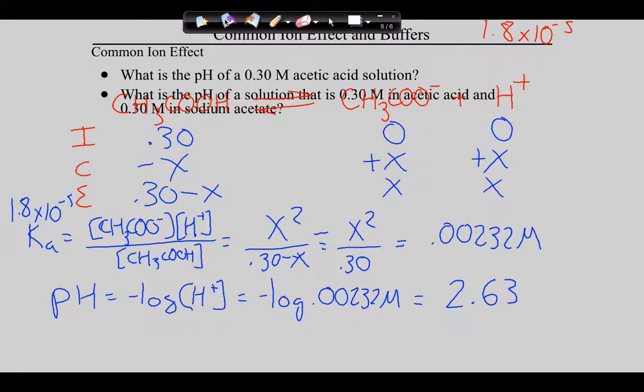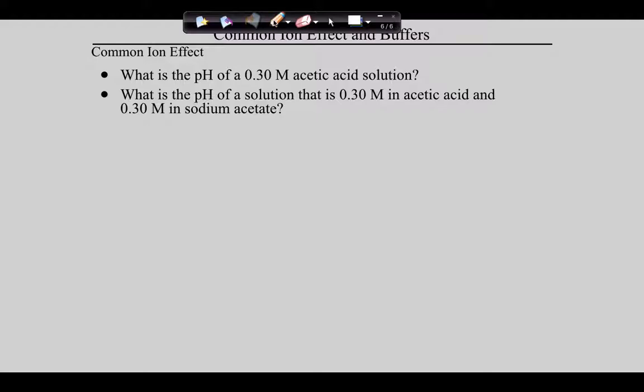So guys, here's what we're going to do. We are going to do the common ion effect. We are going to add acetate ion. When we add acetate ion, what direction does it drive the equilibrium? To the left. What happens to the amount of hydrogen? It goes down. As the amount of hydrogen goes down, the pH goes up. Let's figure out how much it goes up. So guys, here we go.